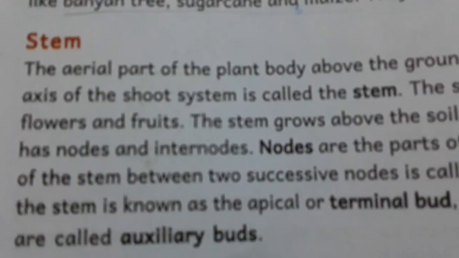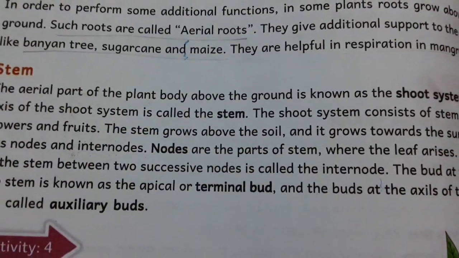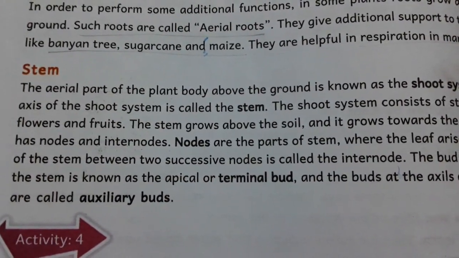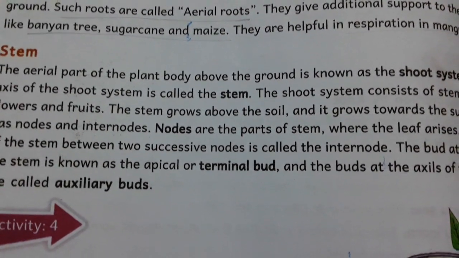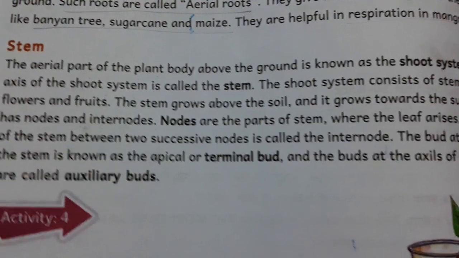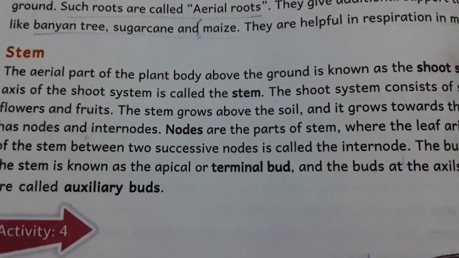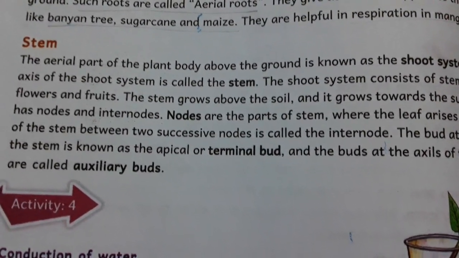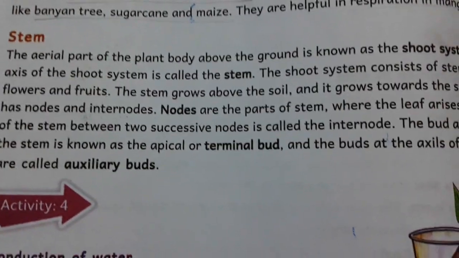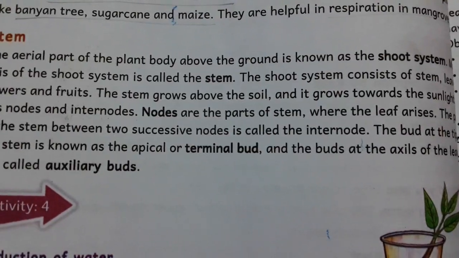The aerial part of the plant body above the ground is known as the shoot system, and the axis of the shoot system is called the stem. The shoot system consists of stem, leaves, flowers and fruits. The stem grows above the soil and towards the sunlight, and has nodes and internodes. Nodes are the parts of the stem where the leaf arises.